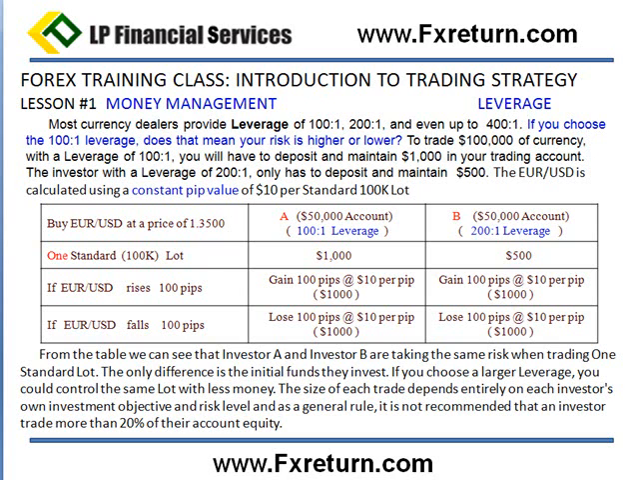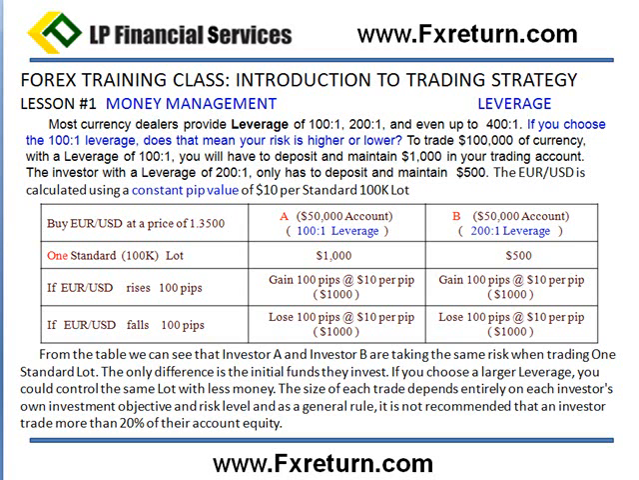Most currency dealers provide leverage of 100 to 1, 200 to 1, and even up to 400 to 1. If you choose the 100 to 1 leverage, does that mean that your risk is higher or lower? To trade $100,000 worth of currency with a leverage of 100 to 1, you'll have to deposit and maintain $1,000 in your trading account. The investor with a leverage of 200 to 1 only has to deposit and maintain $500.